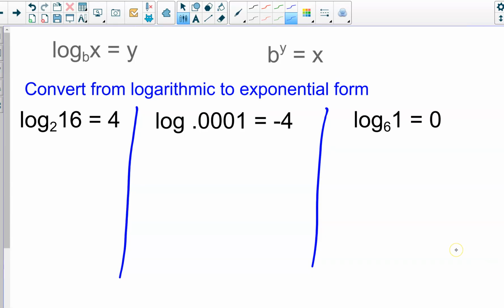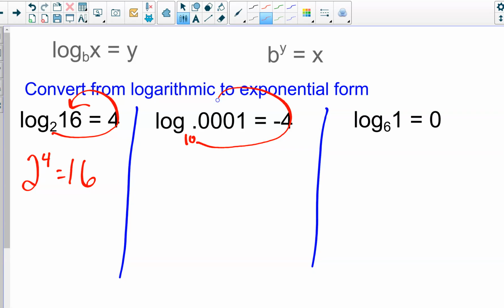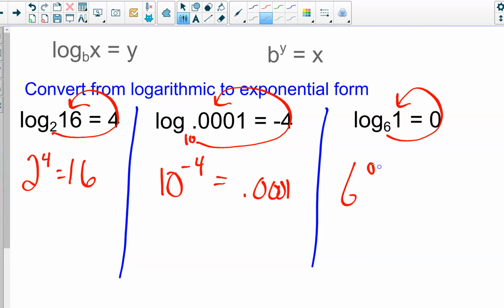Okay, so this one right here, convert. Here it would be 2 to the 4th equals 16. That's kind of how I loop that around so I remember. This one right here, the log, the base would be 10 if it's not written. It's just a given that it would be 10. And if I loop that around, that'd be 10 to the negative fourth equals 0.0001. And then this one, 6 to the 0 equals 1.